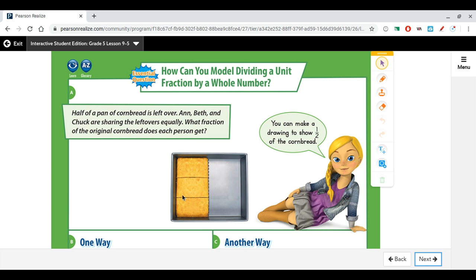So here's my half, right? This would be the half of the cornbread. In my household, this would be the half that Josh ate. And then this would be what I would have left over to eat. And I'd have to share that with Caleb.